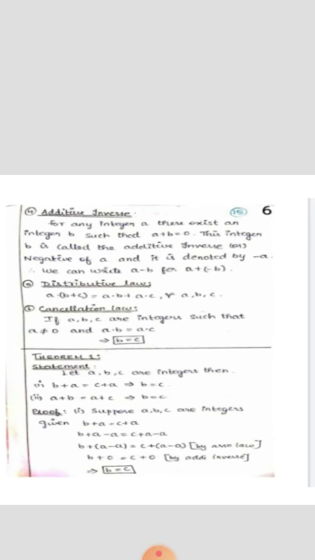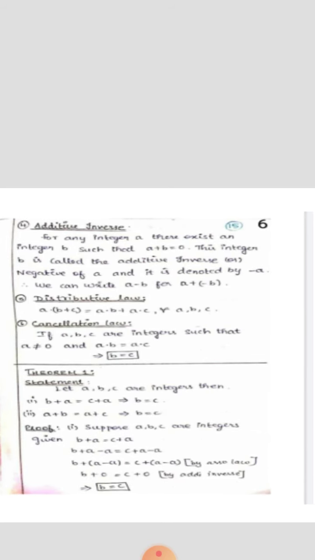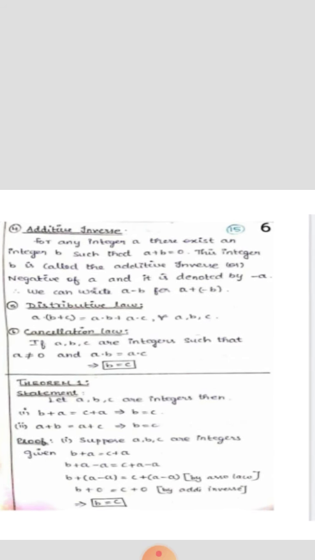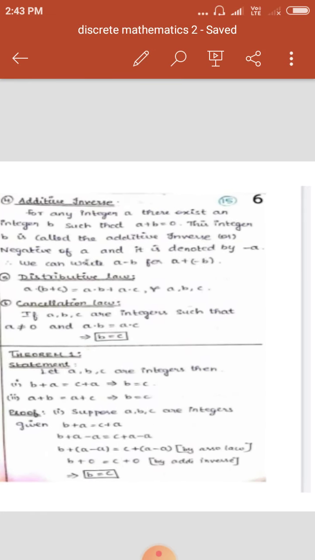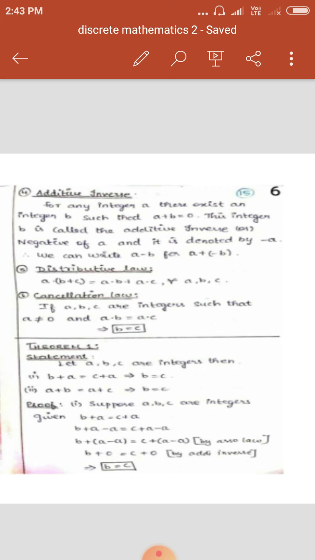Next one, additive inverse. For any integer A, there exists an integer B such that A plus B is equal to 0. What's the condition? A plus B is equal to 0. This integer B is called the additive inverse and is denoted as minus A. Therefore, A minus B can be written as A plus of minus B.